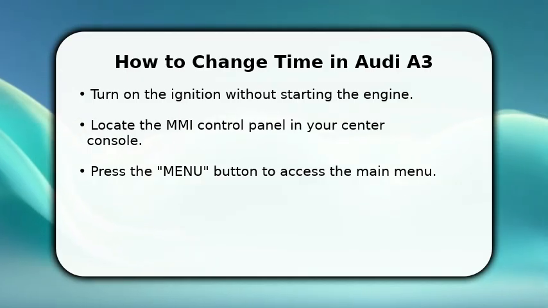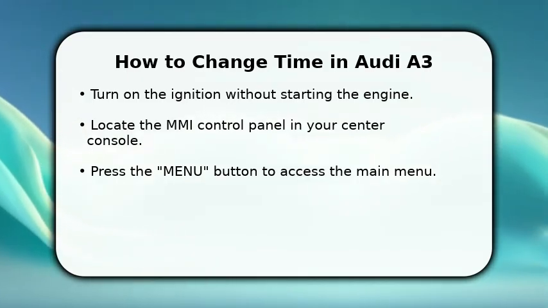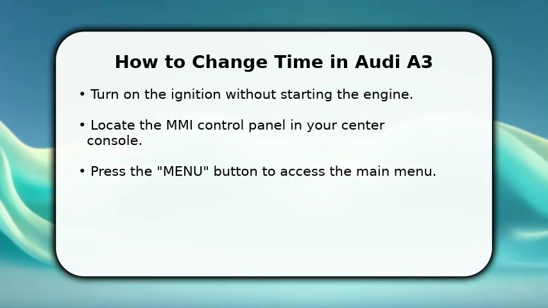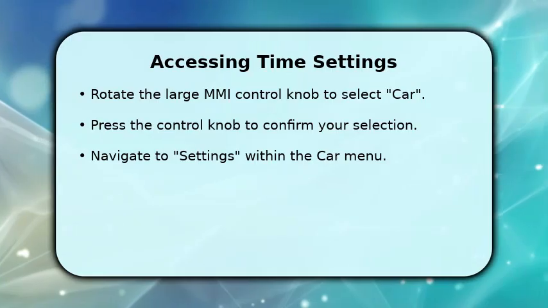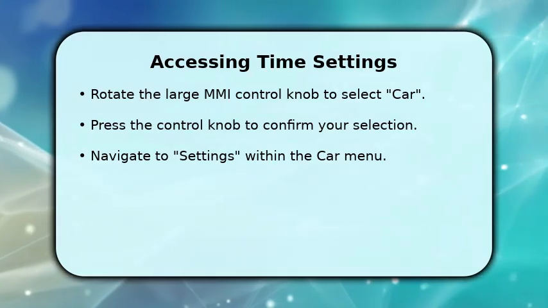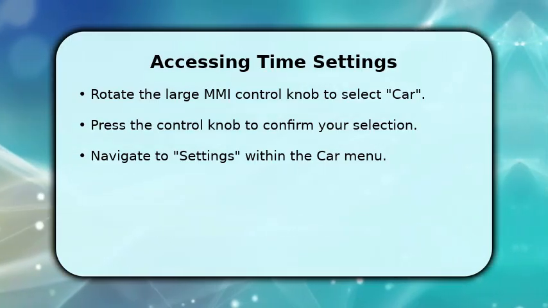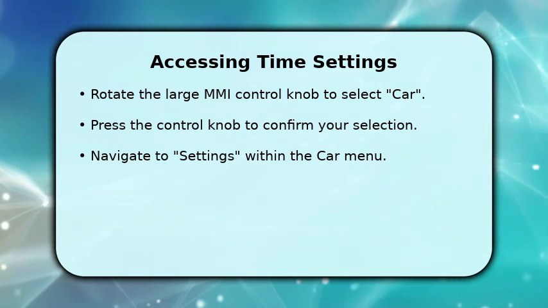Press the Menu button to bring up the main menu on your display screen. This is the essential first step to access the time settings. Once in the main menu, use the large MMI control knob to rotate and highlight the car option. Press the knob down to select it.